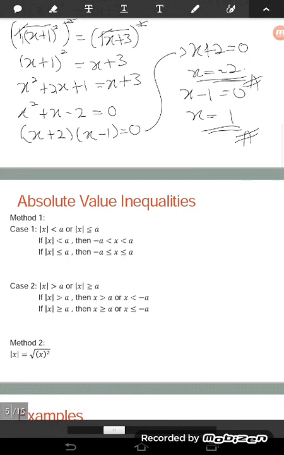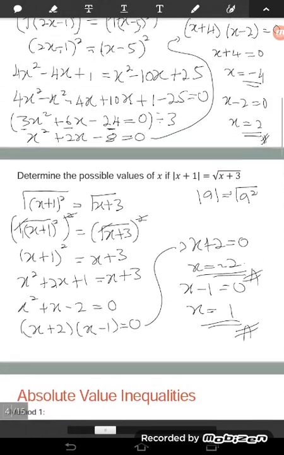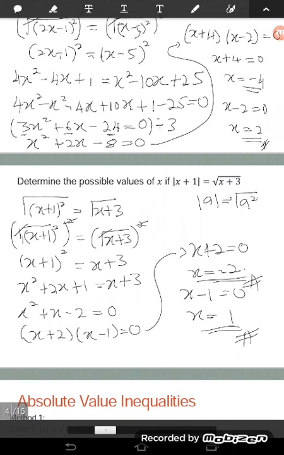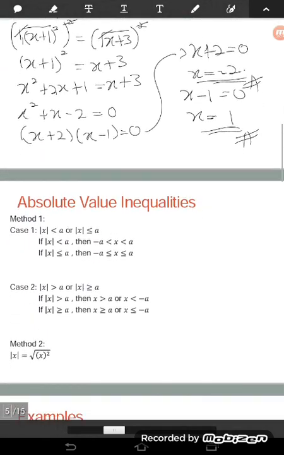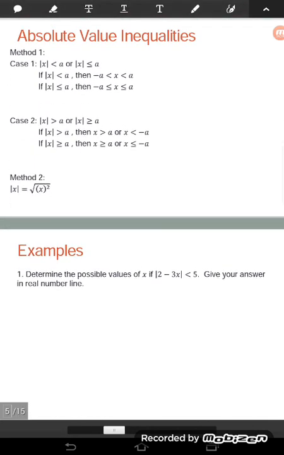So next, seterusnya. Jadi itu absolute value berkaitan dengan sama dengan. Okay, sekarang berkaitan dengan inequalities. Okay, so ketaksamaan. So absolute value inequalities. So sama, kita ada method 1 and method 2. So method 2 macam tadi lah, ada square root and square. Okay, so for method 1 we have two case.